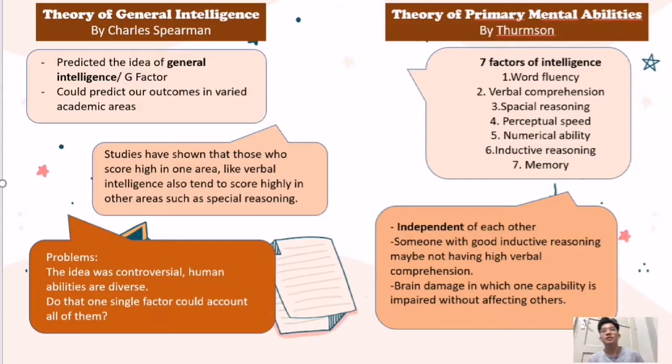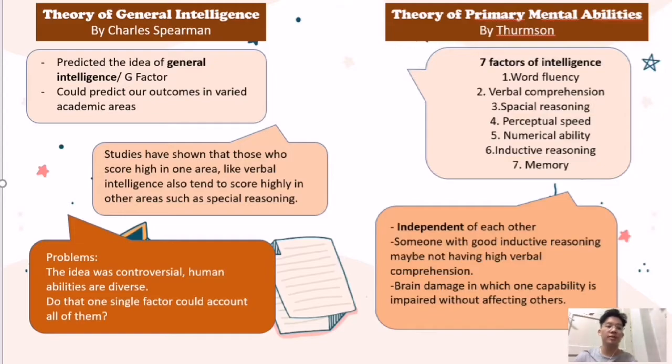The second theory is the Theory of Primary Mental Abilities by Thurstone. This theory is different from general intelligence. They claim that there are seven factors of intelligence: word fluency, verbal comprehension, spatial reasoning, perceptual speed, numerical ability, inductive reasoning, and memory. These factors of intelligence are independent of each other, which means that someone with good inductive reasoning may not have high verbal comprehension.